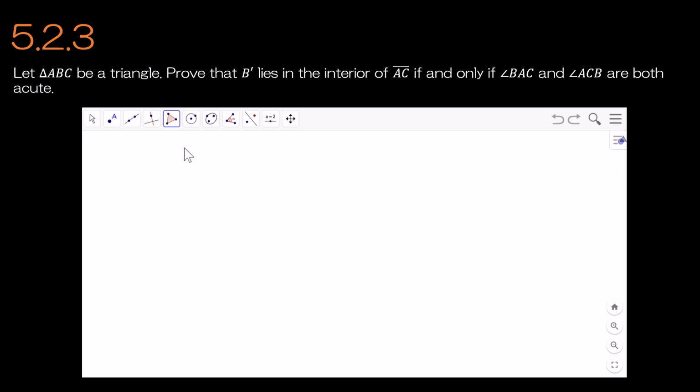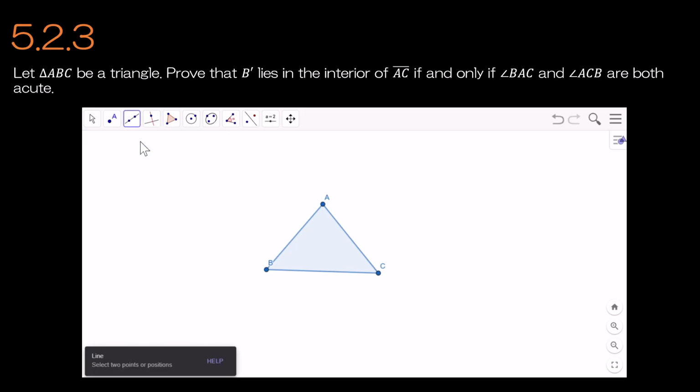For our next proof, we're going to take a look at a proof involving an orthic triangle. An orthic triangle is created using the altitudes of the sidelines of the triangle. I did want to go through this construction with you because if you don't extend the sidelines of the triangle, your construction isn't going to work.